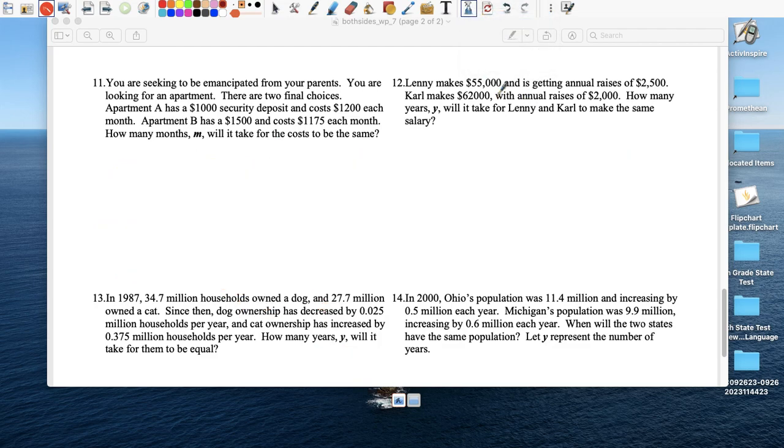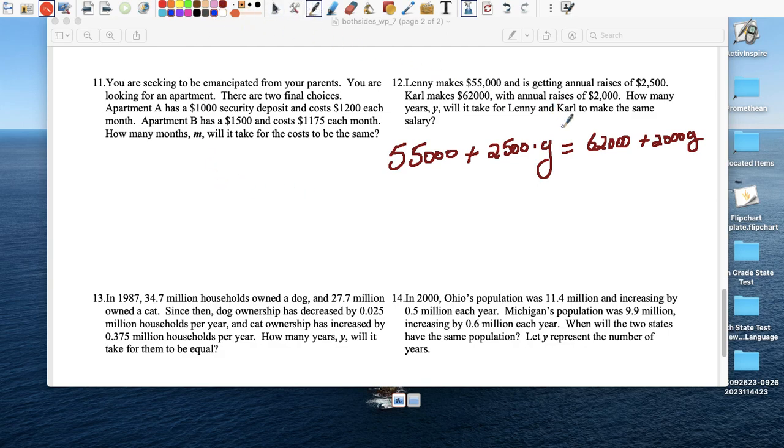Honey makes $55,000 plus $2,500 a year in raises, and the other person gets $62,000 plus a $2,000 yearly bonus. So where would you rather work?